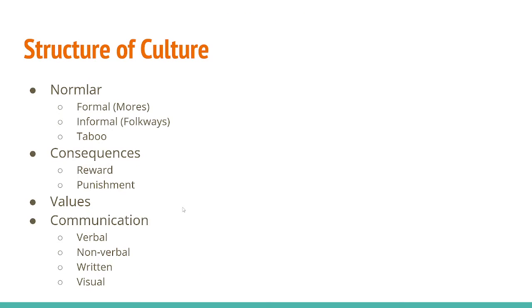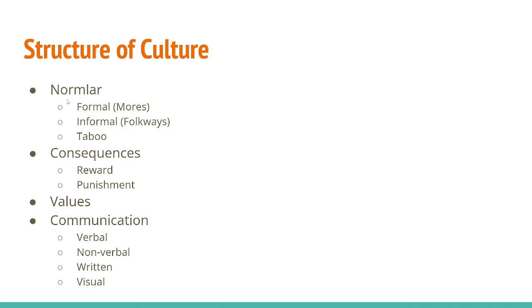So when we come to the structure of a culture, how is it structured? Now the culture consists, oh, I did actually erase that. Sorry. Okay. The structure consists of these things. Let's say. So we have norms, we have consequences or repercussions. Sorry, this is badly written. I should have written repercussions or sanctions. Values and communication. These are the things that you can break down how a culture is formed.